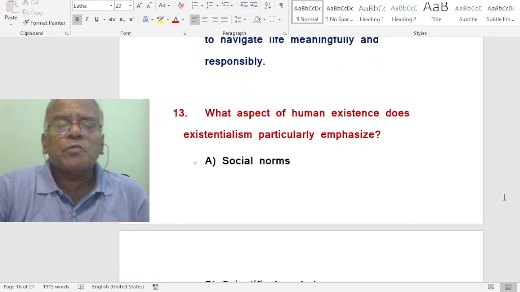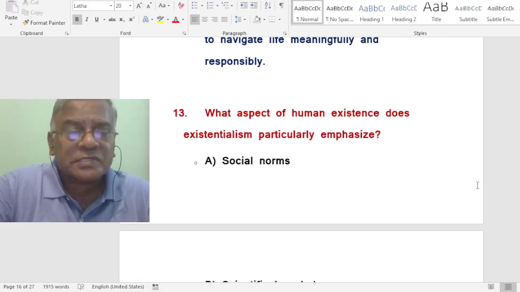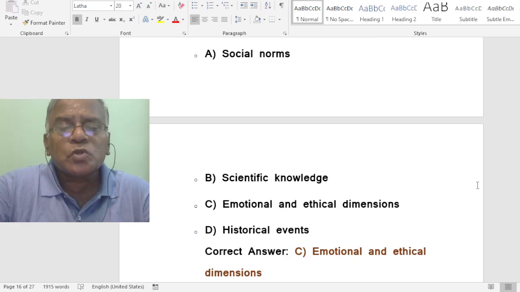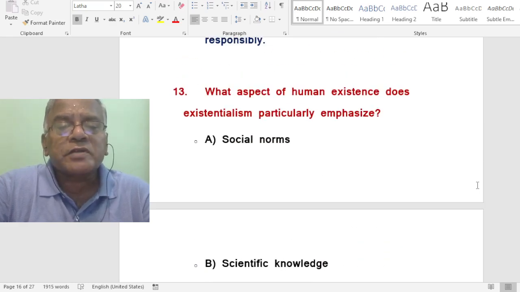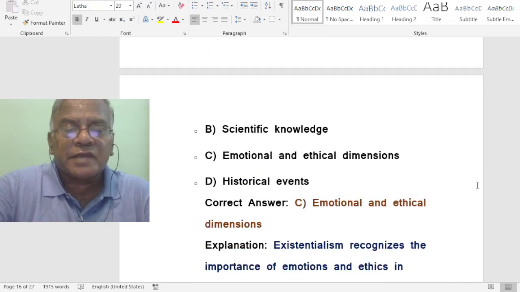What aspect of human existence does existentialism particularly emphasize? Social norms, scientific knowledge, emotional and ethical dimensions, historical events. What aspect of human existence does existentialism particularly emphasize?